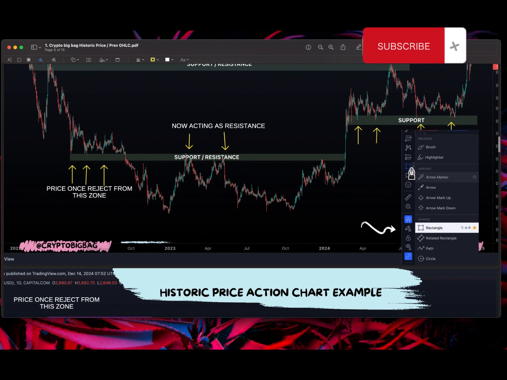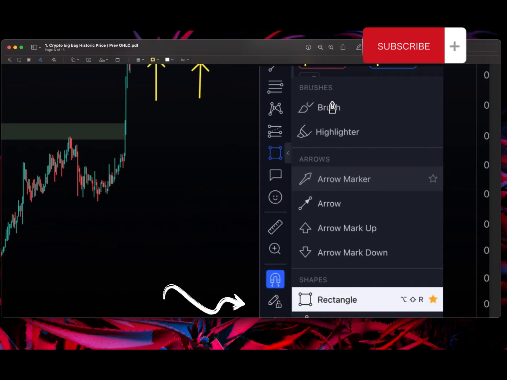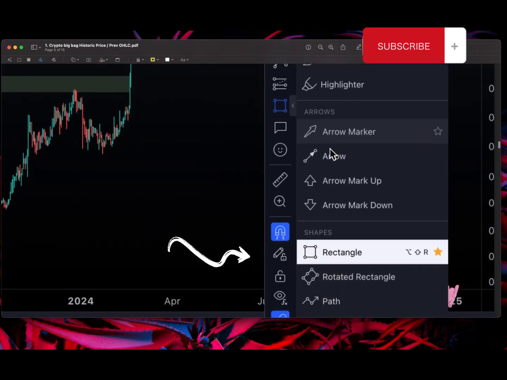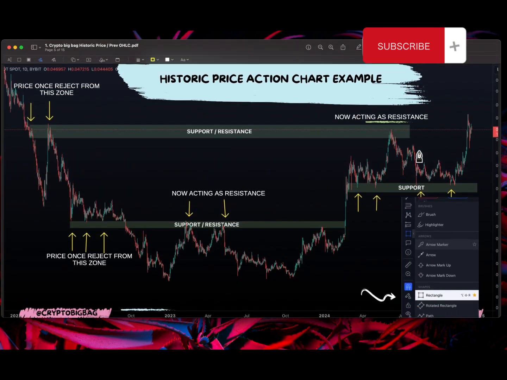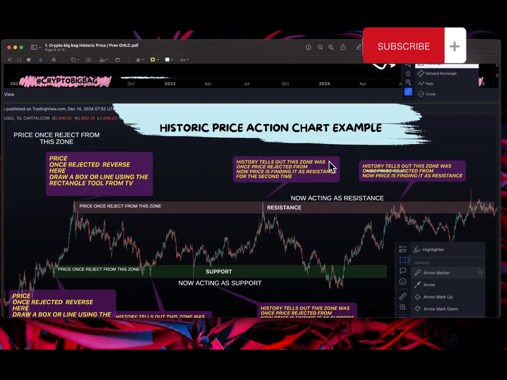You could go to your TradingView charts. When you go to your TradingView, under shapes, you can use this rectangle to draw your support and resistance level, right?